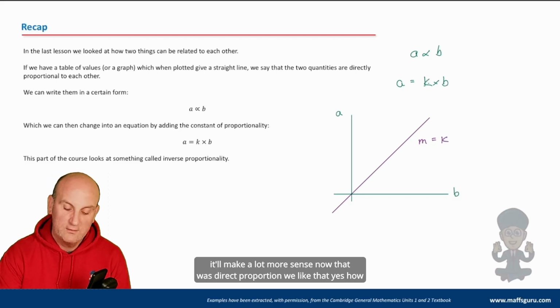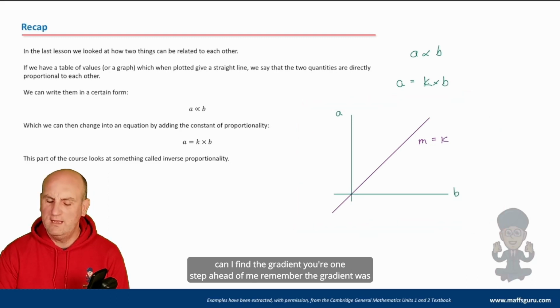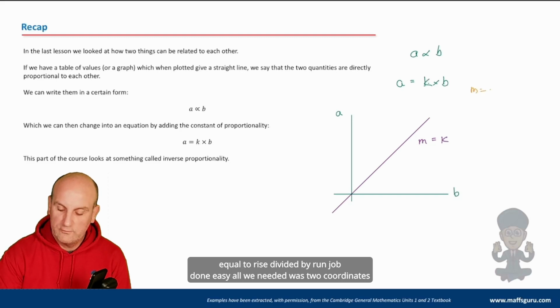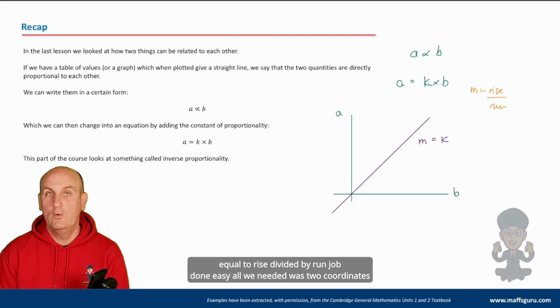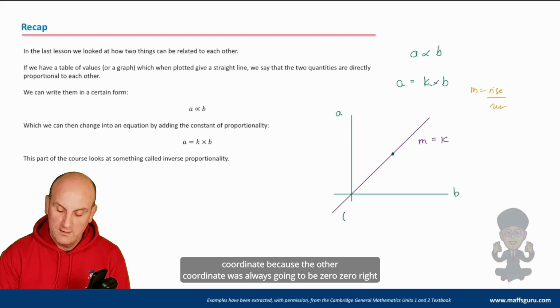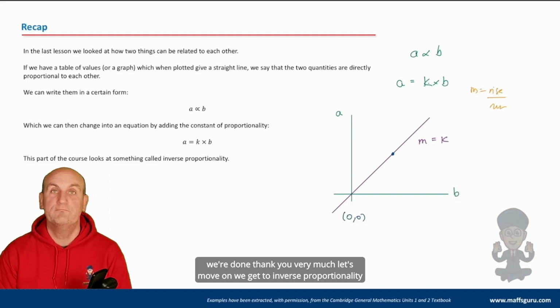Now, that was direct proportion. We like that. How could I find the gradient? Oh, you're one step ahead of me. Remember, the gradient was equal to rise divided by run. Job done. Easy. All we needed was 2 coordinates. And in fact, for this one, it was even easier because I only needed 1 coordinate, because the other coordinate was always going to be 0, 0. Right, we're done. Thank you very much.